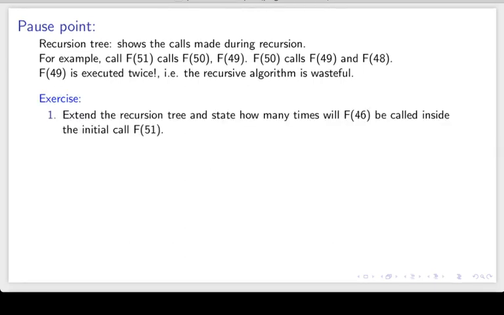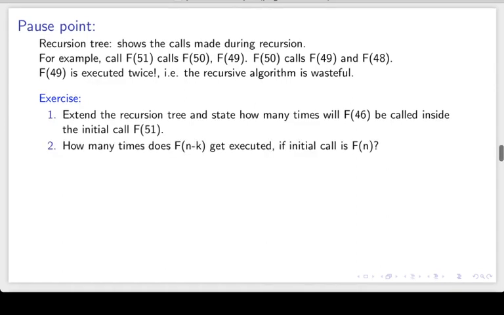So draw this recursion tree. Make this table, make this picture, or however you want to do it, and tell me how many times f of 46 will be called if the initial call is f of 51. That's the first exercise. The second exercise is to generalize this. How many times does f of n minus k get executed if the initial call is f of n?